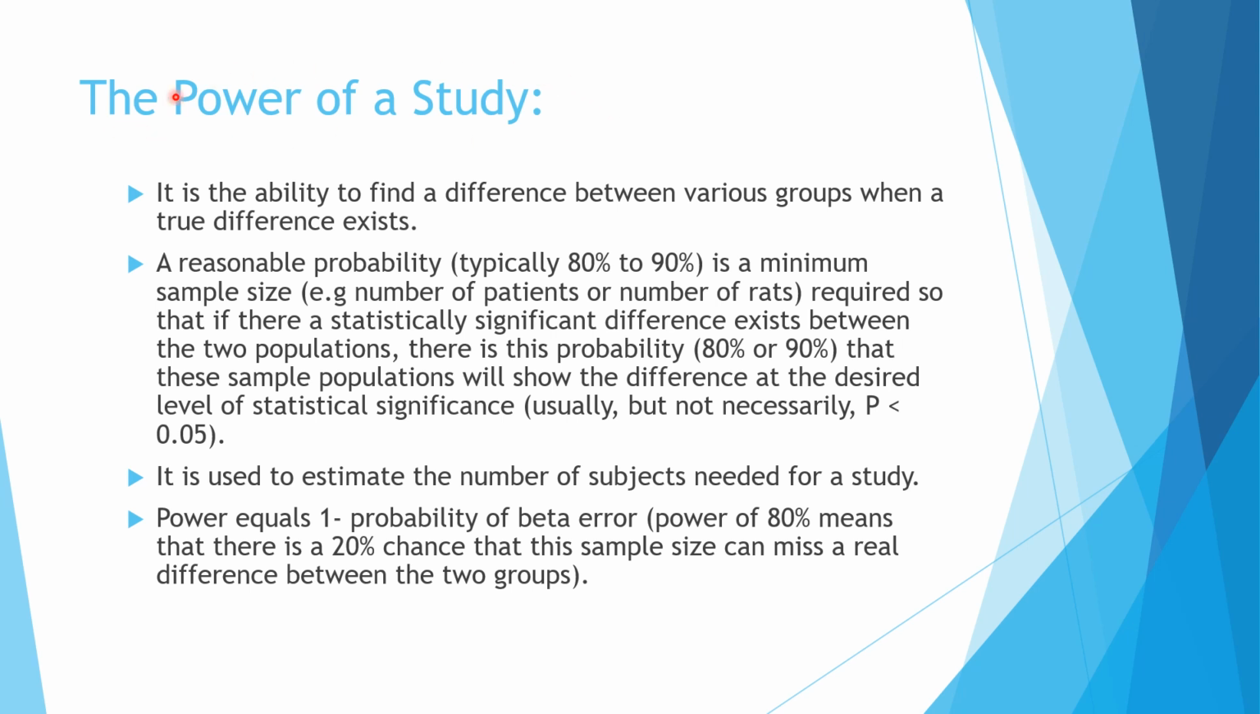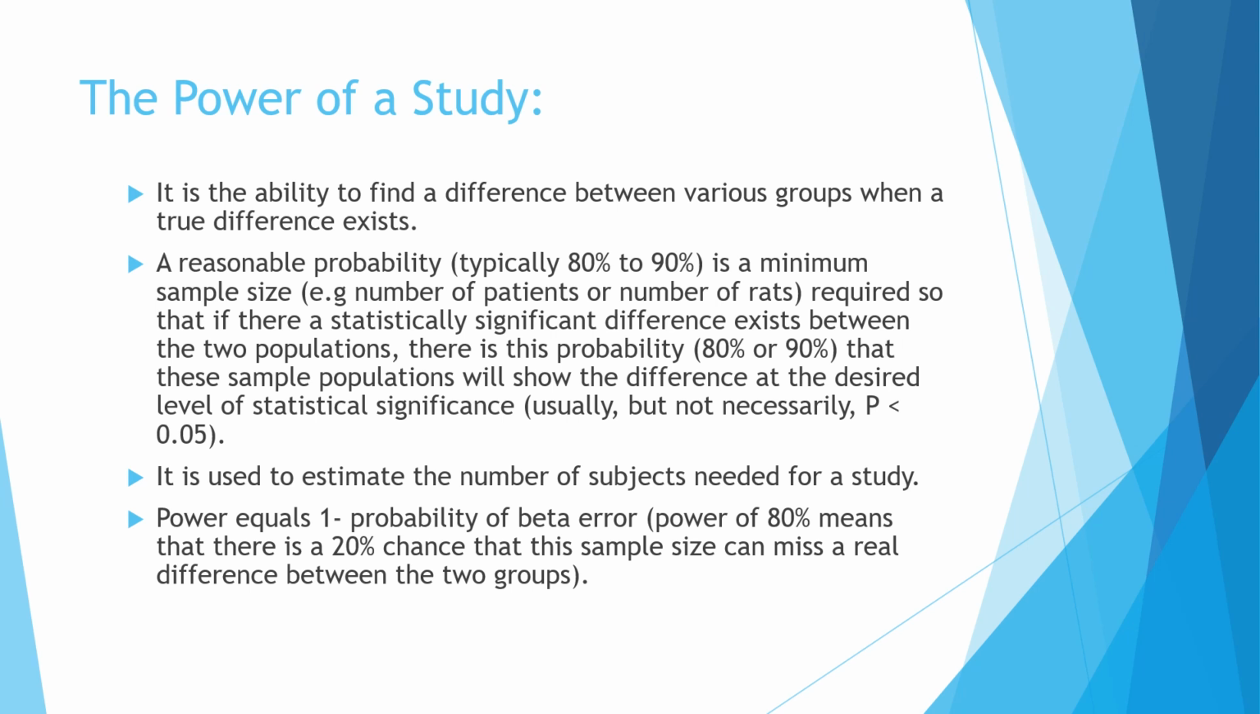The power deals with type 2. So the power is the ability to find a difference between two groups or various groups that actually have a difference between them. So you're studying, for example, two groups, treatment options, and there is actually a difference. One of them is better, and your ability to find that difference is the power. So the power, in other words, is 1 minus the probability of the beta error. Usually we would like to keep that power at least 80%.